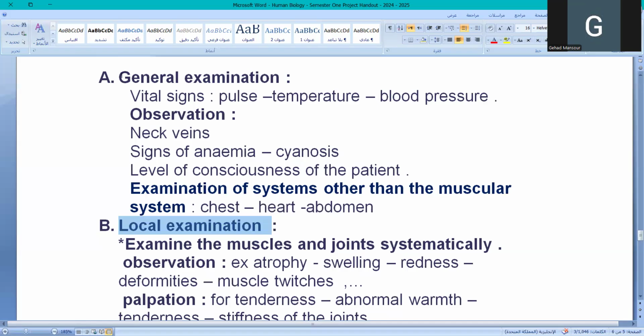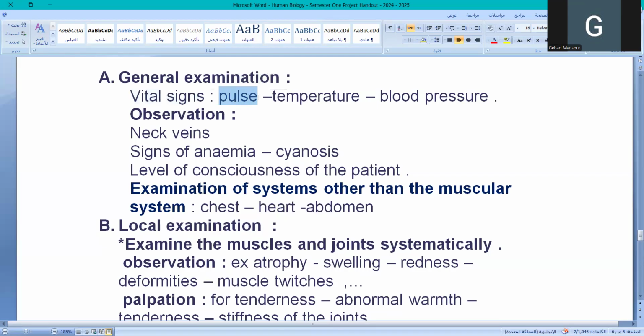Let's go back to the general examination. And as we have said, the general examination is done in all cases. So in any medical condition that you will be discussing, at the beginning of examination, you have to start by the general examination. And first of all, you have to assess the vital signs. Why do we call them the vital signs? Because they are essential for life.